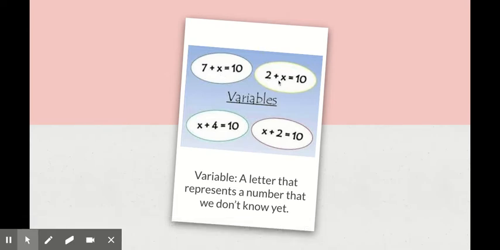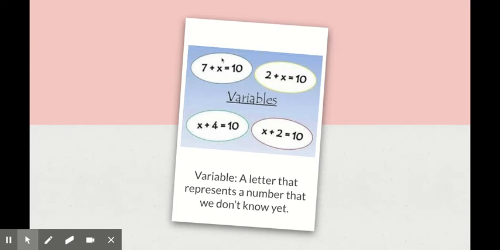Let's look at the one next to it in yellow. It says 2 plus x equals 10. Well, I know that if I add 8 and 2 together, I get 10. So in this case, x equals 8. Let's look at one more. The bottom one in green says x plus 4 equals 10. Well, I have to ask myself, what can I add to 4 to get to 10? Well, I know 4 and 6 can be added together to equal 10. So in this one, x equals 6.